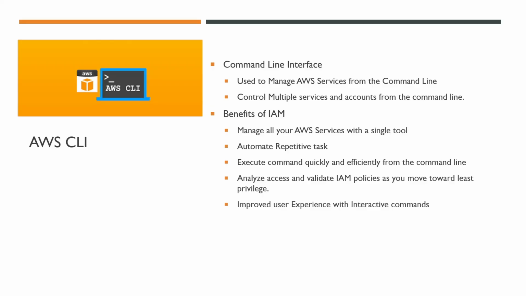So what is the command line interface? Well, it is a tool, and this tool allows you to manage your AWS services efficiently from the command line, and you can control multiple services and even multiple accounts. It allows you to automate tasks by the use of scripts, and what that means is it is an important tool for developers and for administrators. And you can do a number of things with it. You can manage a lot of your services efficiently. You can execute commands quickly from the CLI.